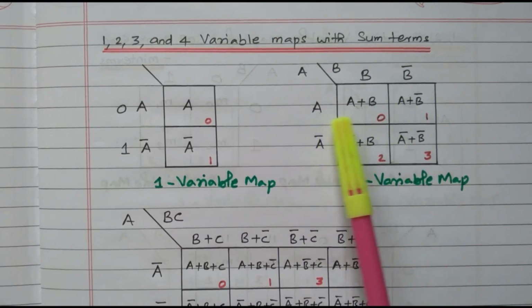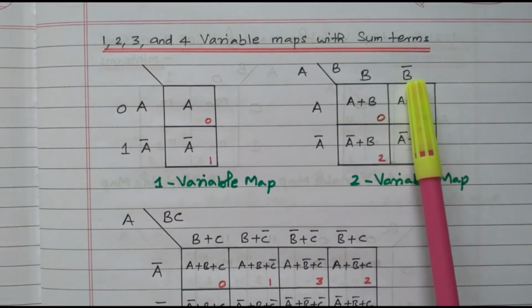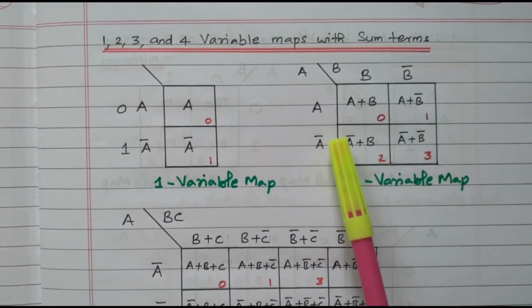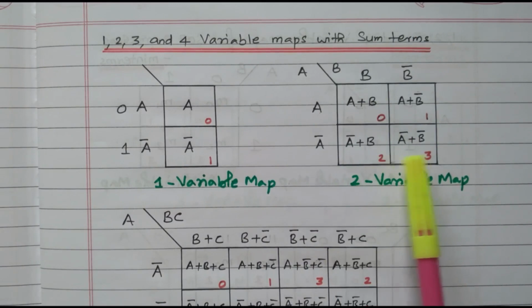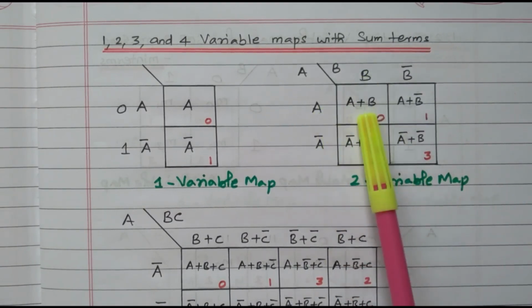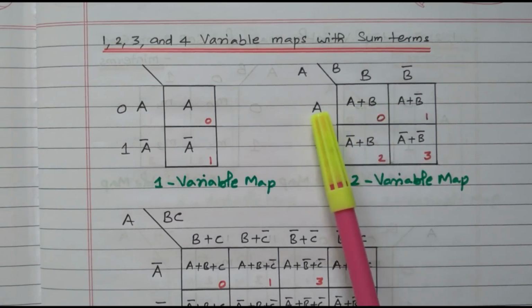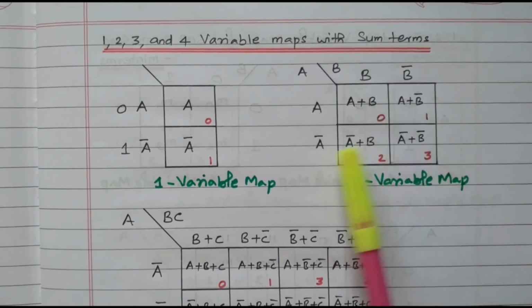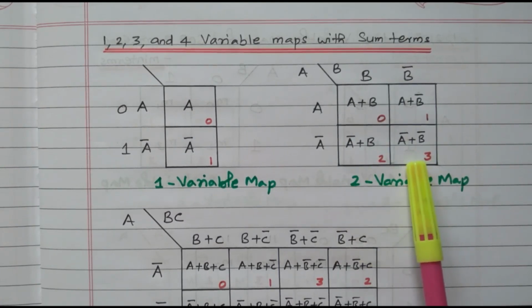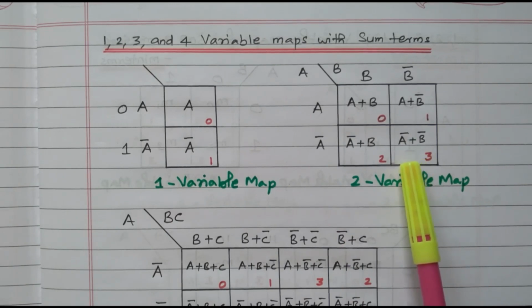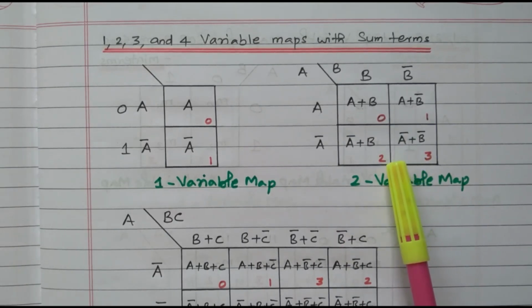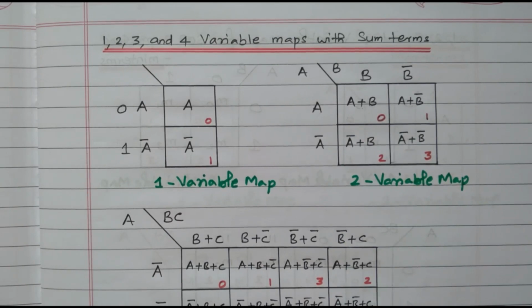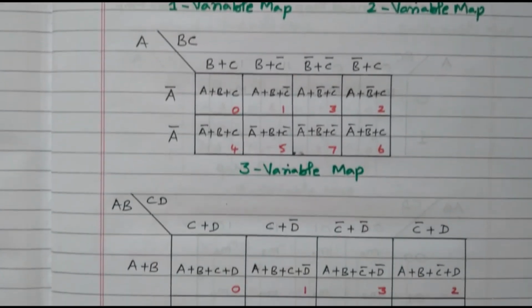A plus B. Here A plus B bar. This one A bar plus B. This one A bar plus B bar. Right? So these two terms are added and written here. These two terms are added and written here. These two terms are added and written. Similarly here also we need to add the terms, right? So what was discussed earlier, it is completely opposite. There multiplied, now it is added. That's why it is called a sum term.